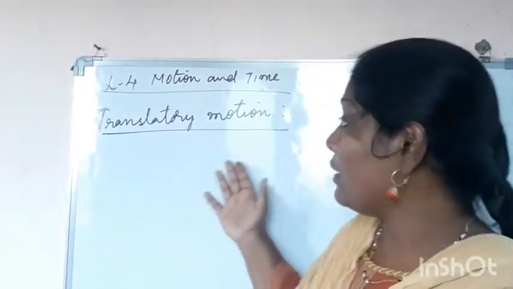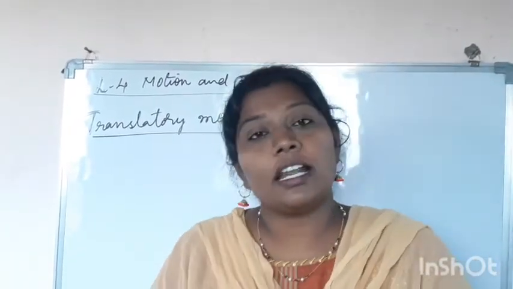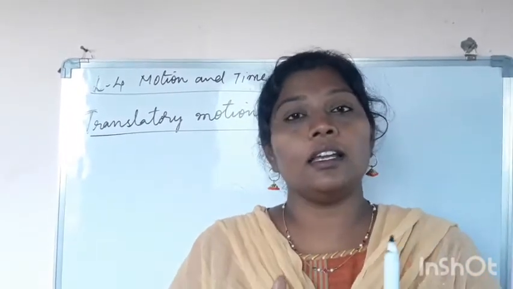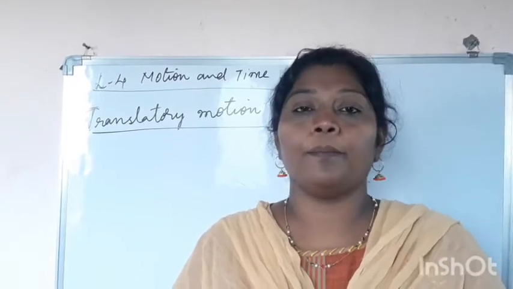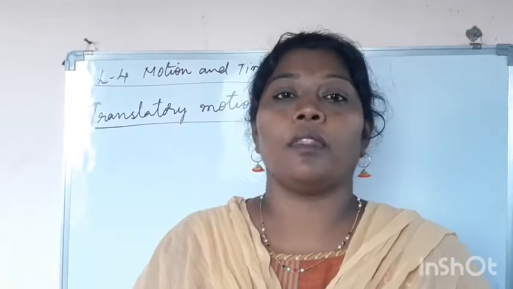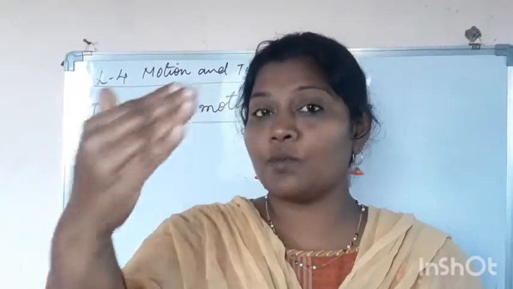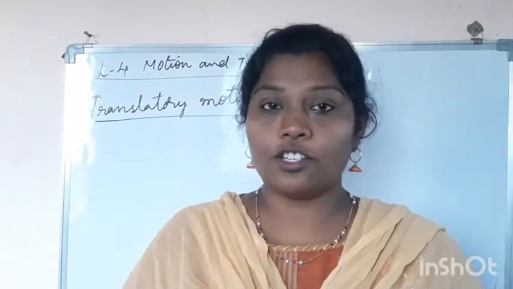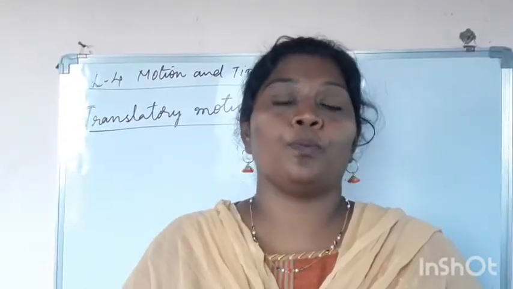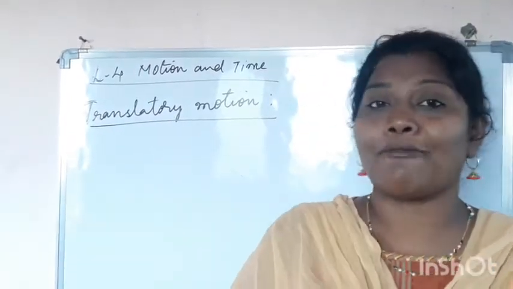Now we will learn in detail about the translatory motion. I'll give you an example first. A person is sitting on a railway platform. In front of him, a train is stopped. The person sitting on the platform is observing the train. There are a few people sitting in the train also. The point here is the person who is sitting on the platform.